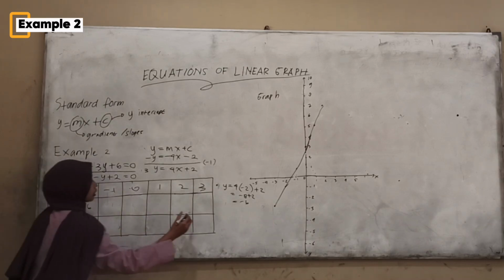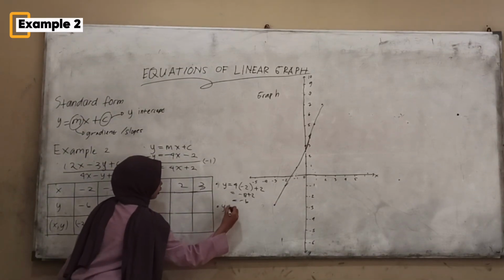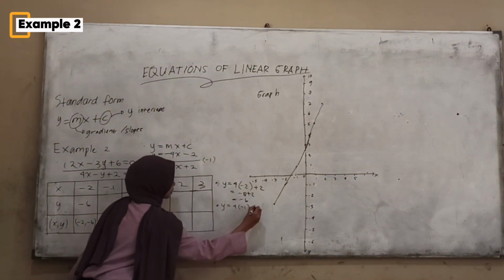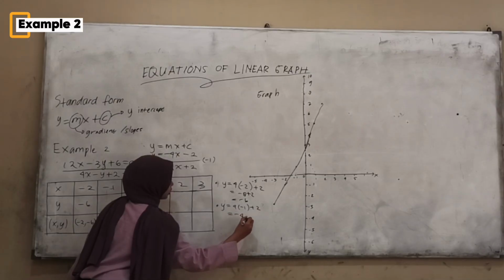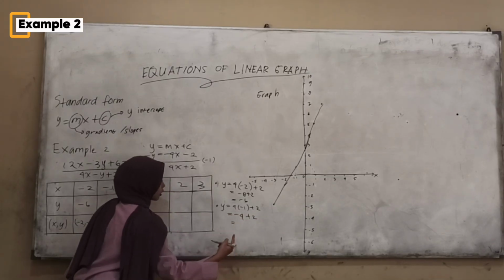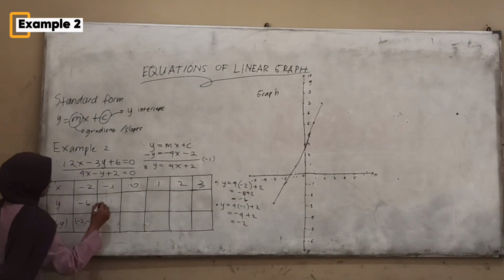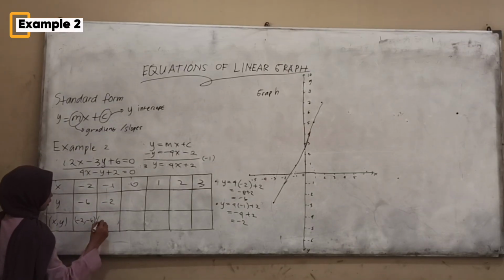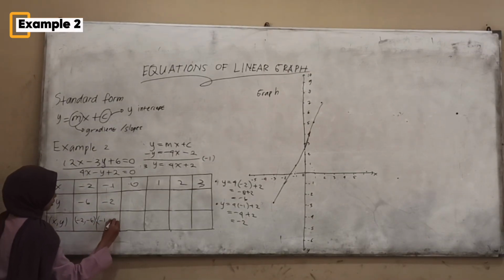And then the value of x is minus 1. So it would be minus 4 plus 2. What is the answer? Minus 2. Okay. So the coordinate will be minus 1, minus 2.